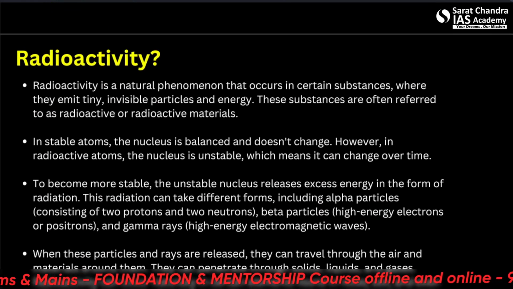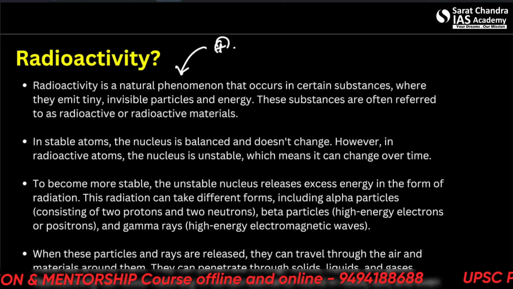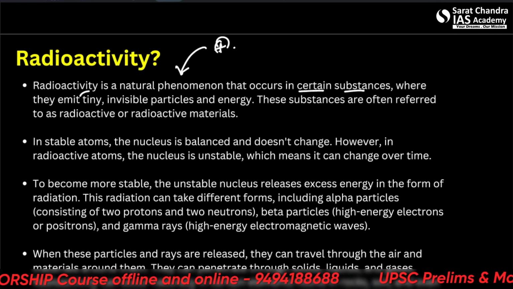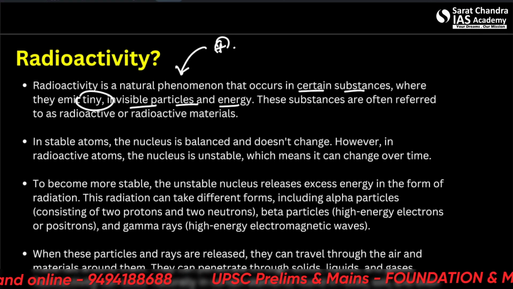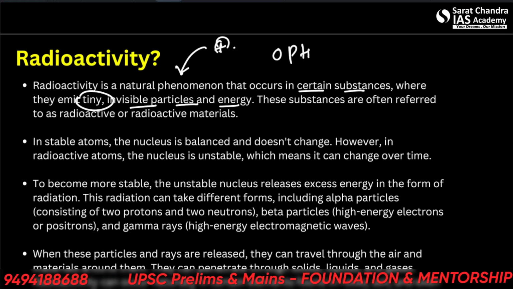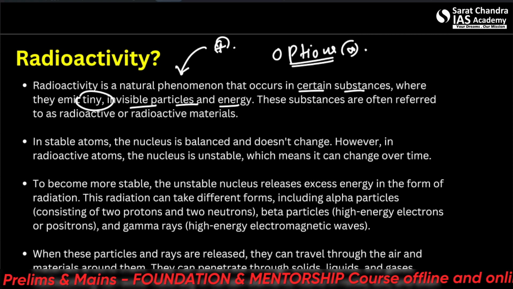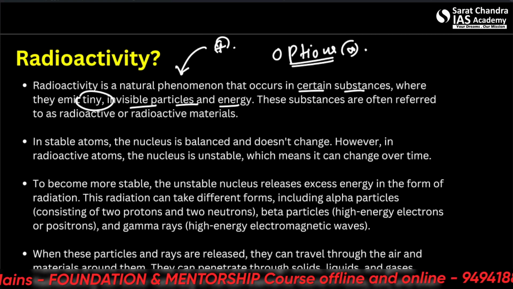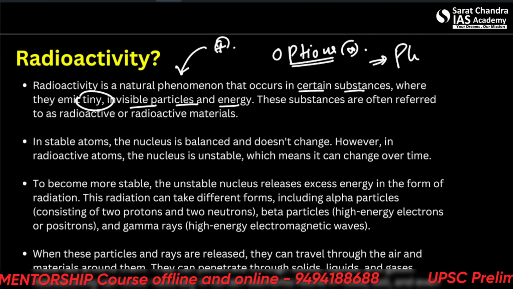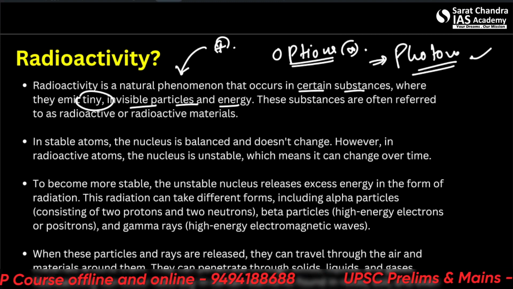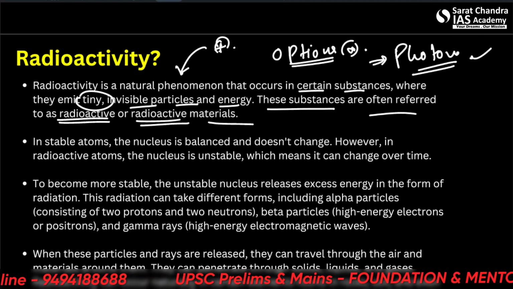So radioactivity is a natural phenomenon. Please understand this first thing, that it occurs in certain substances where they emit tiny, invisible particles and energy. Please remember all these terms, they can be part of the option. And when the option comes like this, we get confused. We need to be sure whether they are tiny, whether they are invisible. We may get confused if we say that photons are released, let's say. Now photons are visible. So these substances are often referred to as radioactive materials.